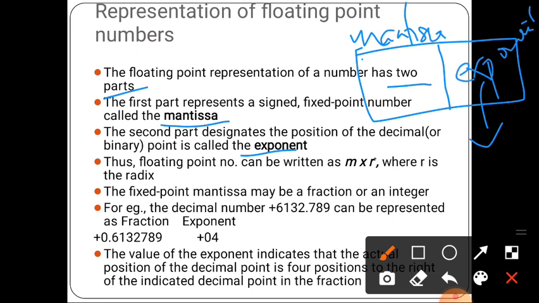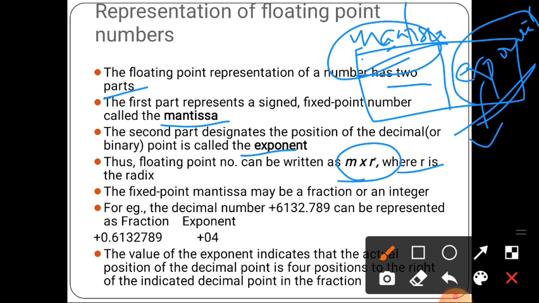So a floating point has two parts, one is mantissa and another one is exponent. This mantissa is a signed, fixed point number part. The second part, exponent, represents the position of the decimal point. A floating point number can be written as m times r raised to e. Here r is the radix. The fixed point mantissa may be a fraction or an integer.